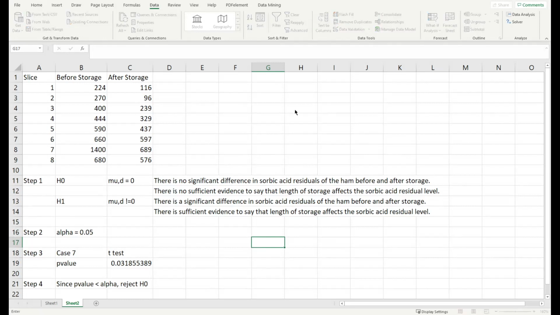Okay? So variable range 1, this is this range here. Tapos variable range 2, this is this range. Tapos wala tayong, actually pwede nating para mas maganda, sama natin yung label. Okay? Before storage, ito after storage. Tapos hypothesize mean difference. Wala tayong hypothesize mean difference naman.